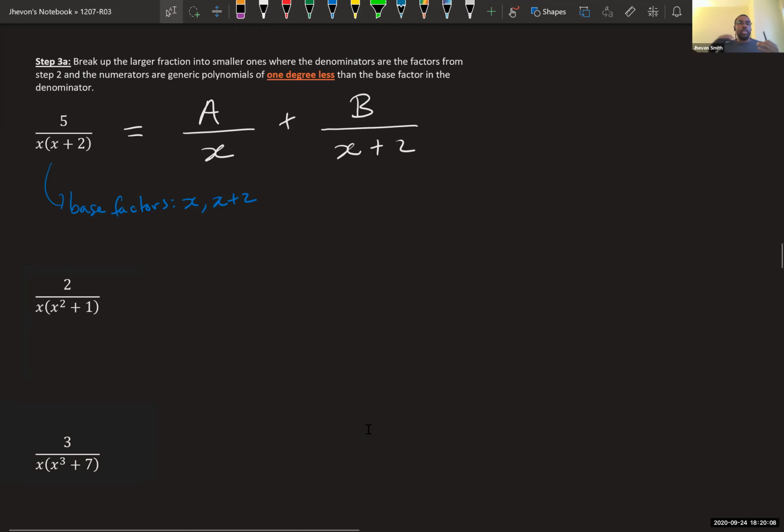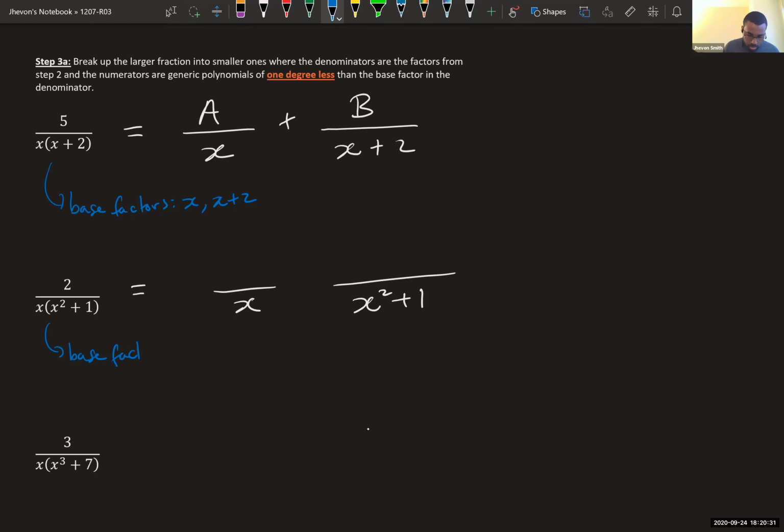So let's say I've got 2 over x cubed plus x. I realize I want to do partial fractions, so I factor the denominator. Now it's 2 over x times x squared plus 1, which means this is going to break up into something over x and something over x squared plus 1, right? So the base factors here are the x and the x squared plus 1. So that's what I break up my fractions in terms of.